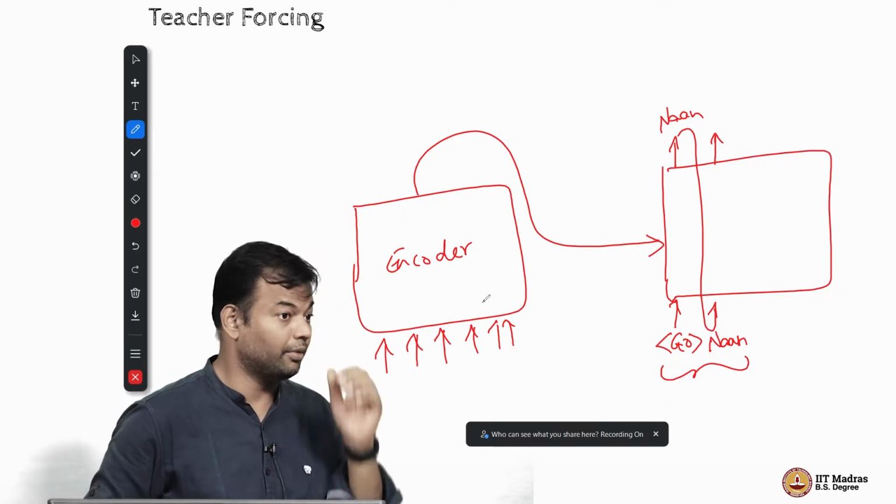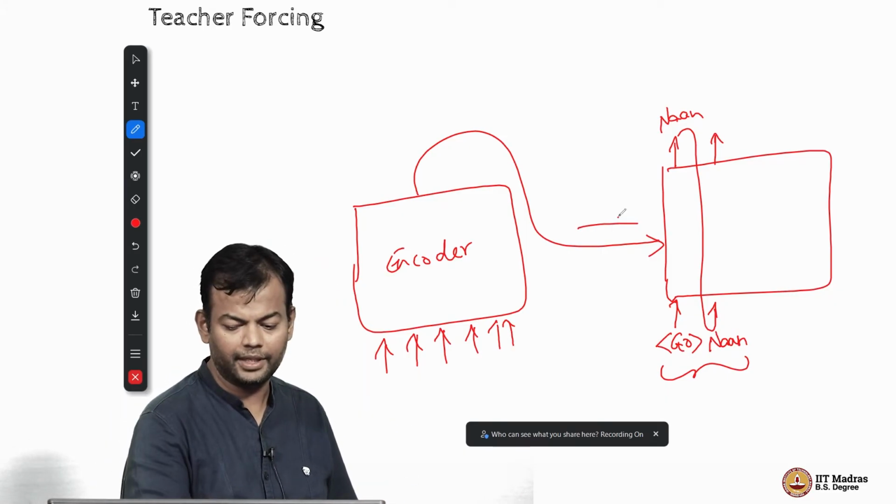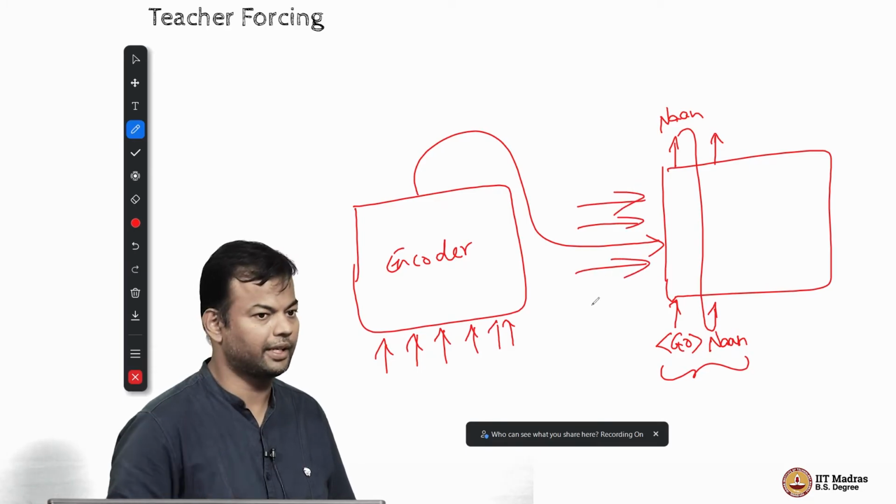Now, do you see any problem with this? No, we will have as many inputs as the encoder, right? As many states, right?